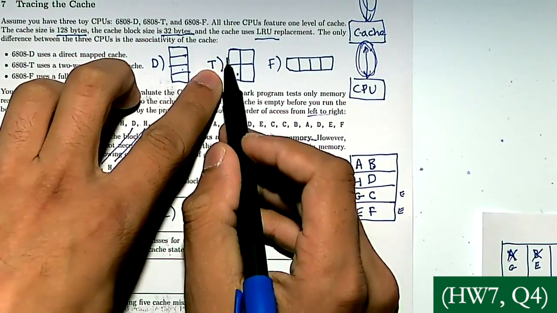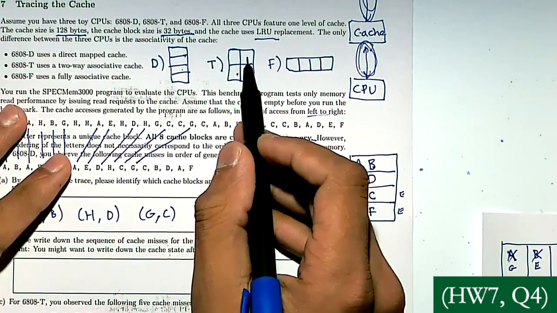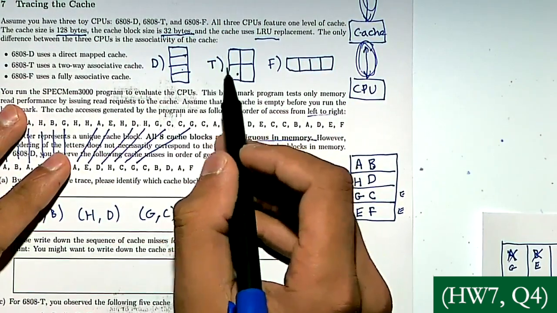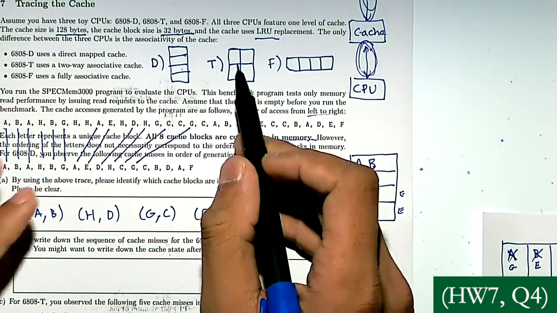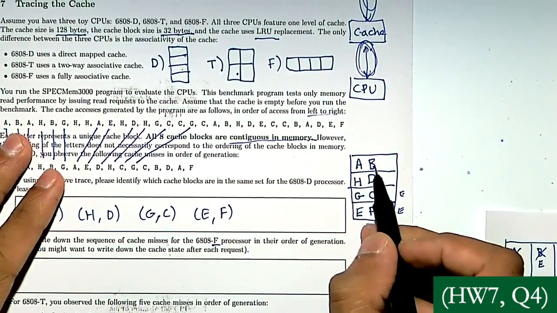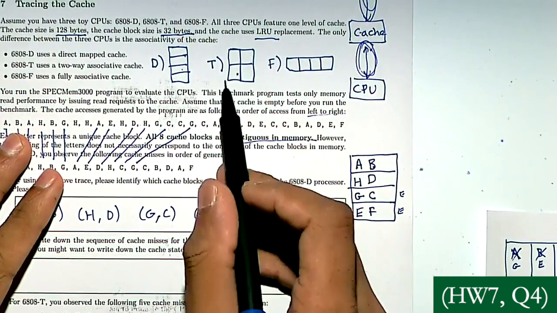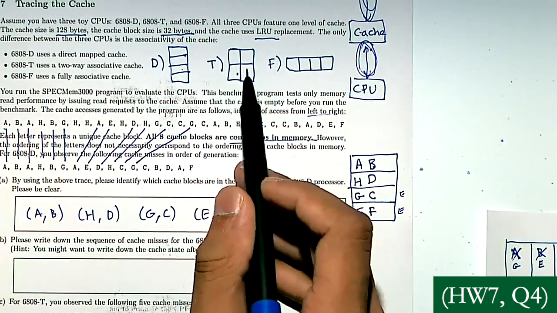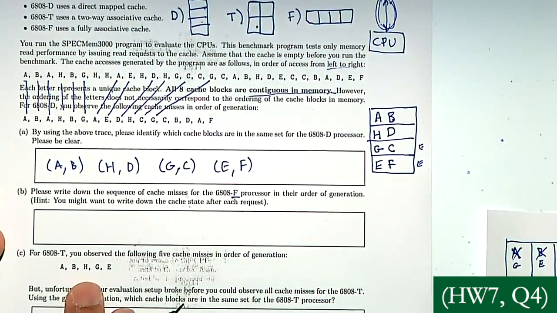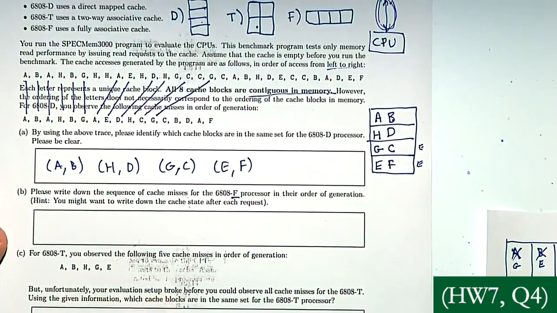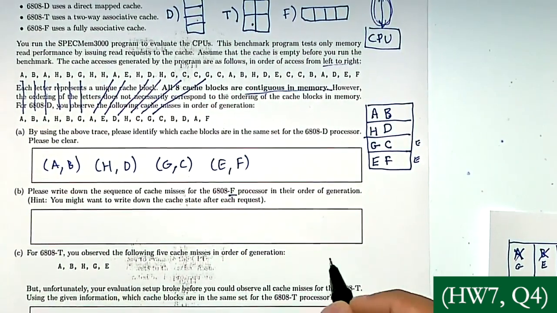And here, they'll also conflict in the same set because by being four away, they're also going to be mapped to the same set, with two sets here. So A and B will belong to the same set. H and D will be the same set. G, C, and E, F. So the same pattern is here. So we can use that information in combination with these five cache misses that we're given to figure out which ones map to the same set.